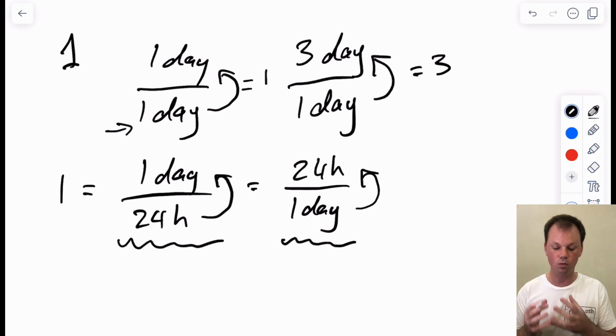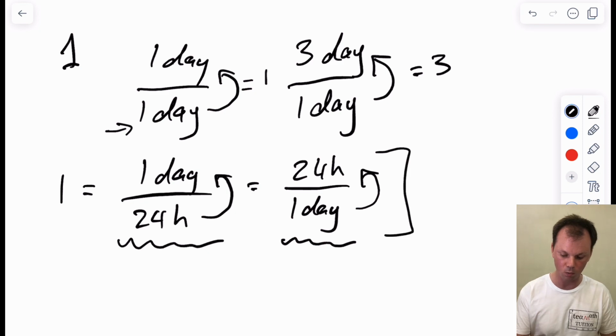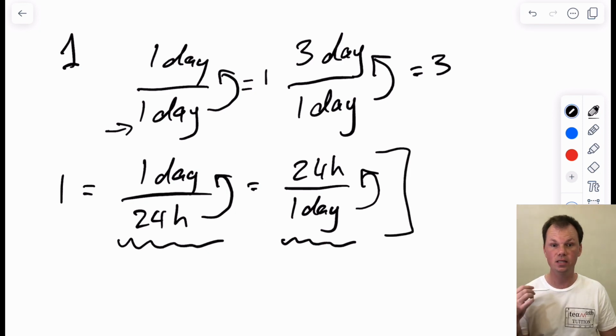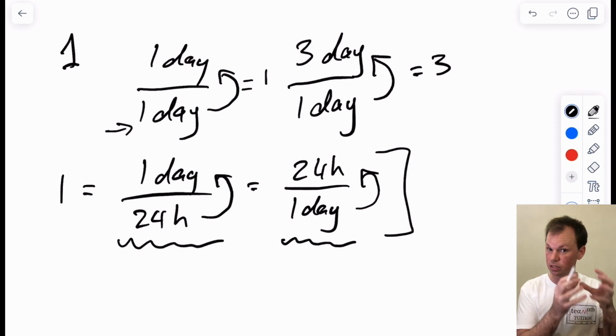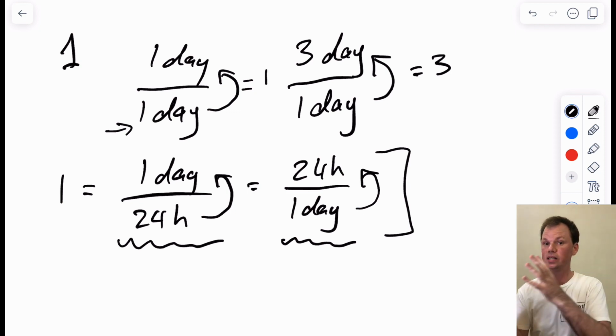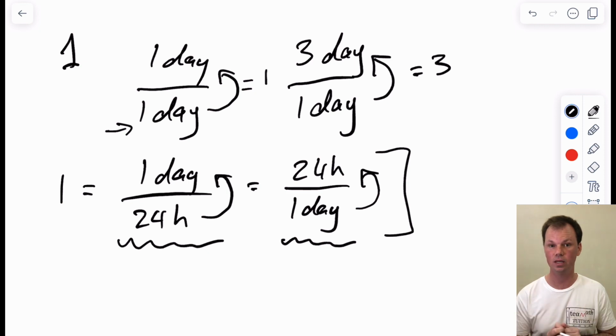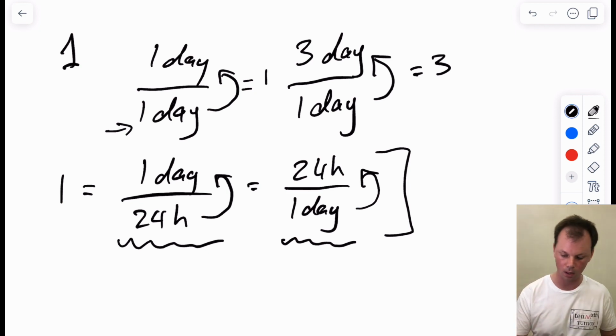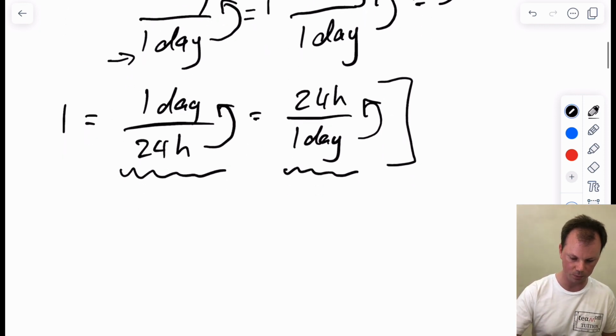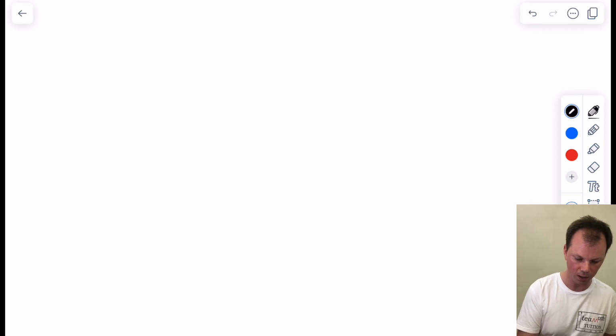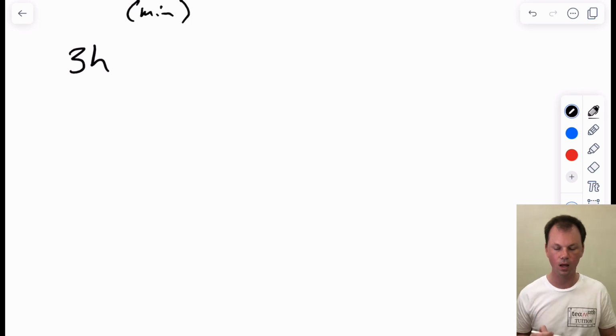Now, the reason why we would want to write 1 in this format is because it's very useful for converting units. It keeps the original value the same but changes it to a different format, just like we did with our equivalent fractions. So let's have a look at an example. If I wanted to convert 3 hours into minutes, I'll just put that in brackets at the top.